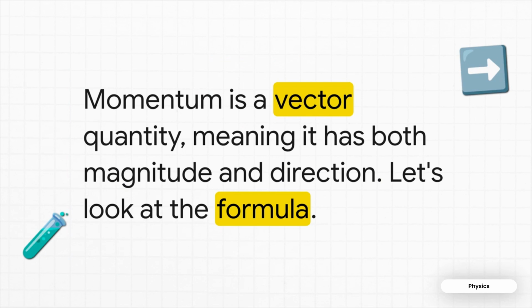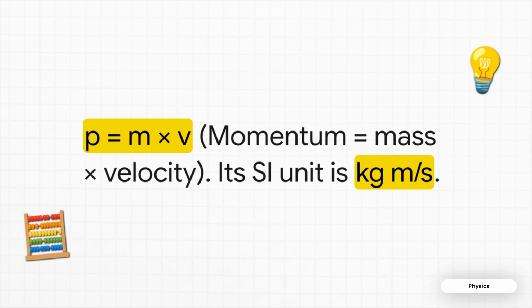And you know how it is in physics. Whenever there's a new quantity, there's always a formula that comes with it. And let me tell you, this formula is super important for your exams, especially for solving the numerical problems. So you're going to want to pay very close attention to this next part. So the formula is P equals m times v. Here, P is for momentum, m stands for the object's mass, and v is its velocity. Simple as that. Its SI unit is kilogram meter per second. You'll want to remember that.